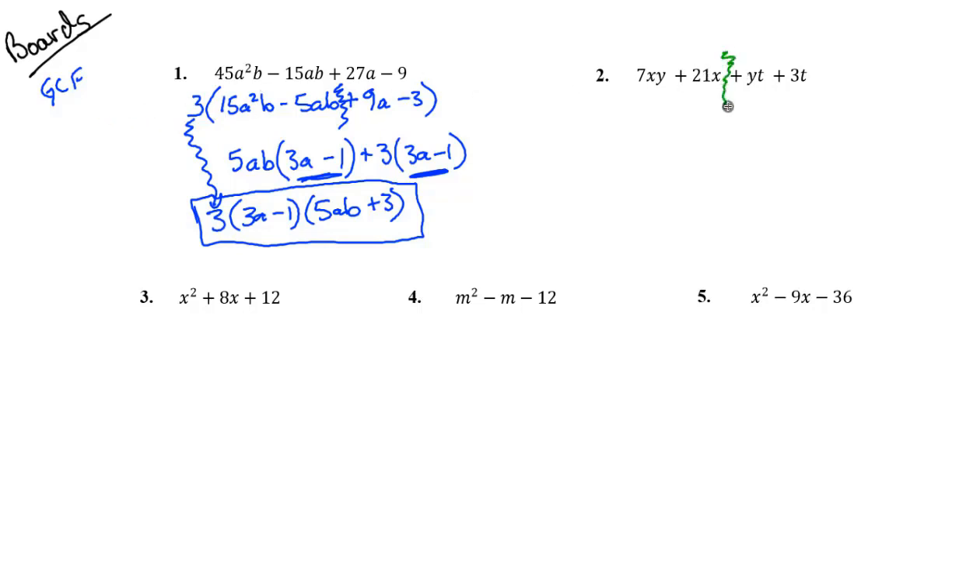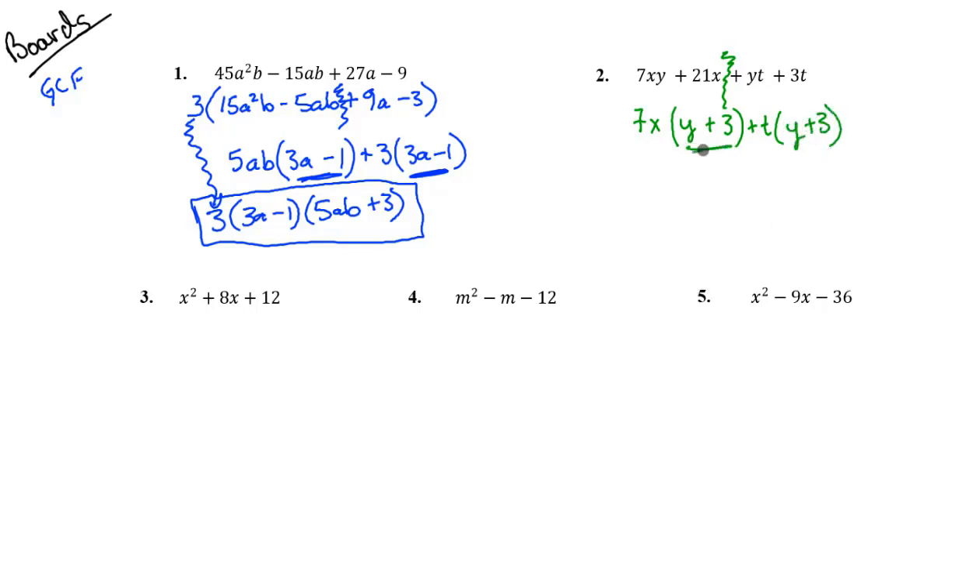So chainsaw. And what can we pull out of the first half? A 7 and an x. We're left with 3y plus... and we are left with y plus 3x. Nope, we took the x out. So y plus 3. All right. What about the second half? We can pull out a t. And we're left with y plus 3.